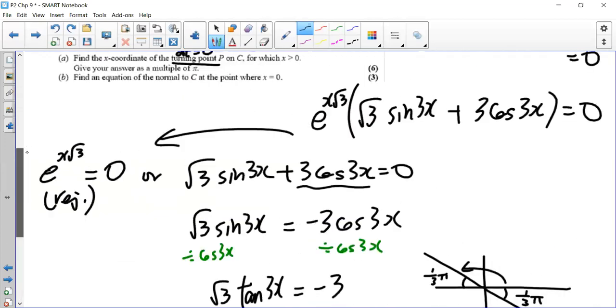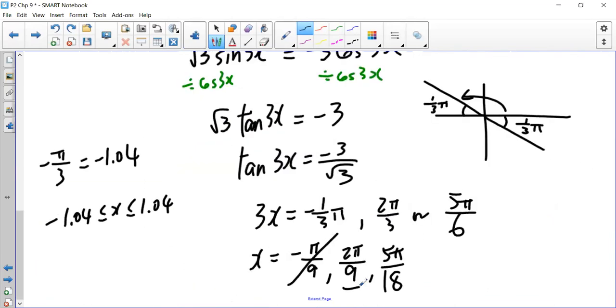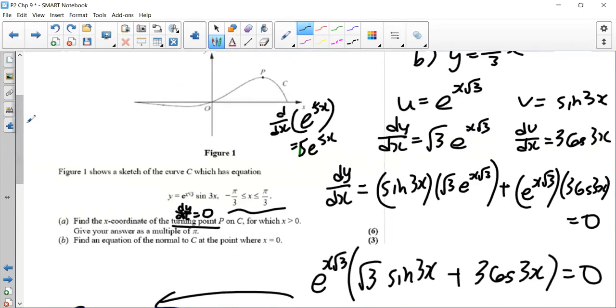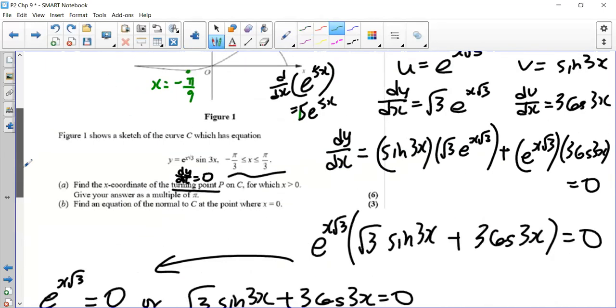Oh, actually, if you look at the question, we know p is only positive x. Therefore, we can't have this. So 2 pi over 9. There we go. So what about negative pi over 9? Negative pi over 9 is here. It's not required. That's how we know. So that's how we got x equals 2 pi over 9. That's the answer, part A.